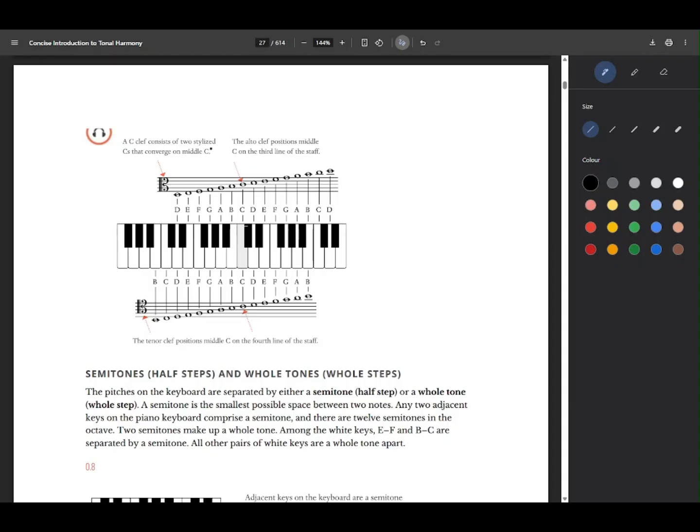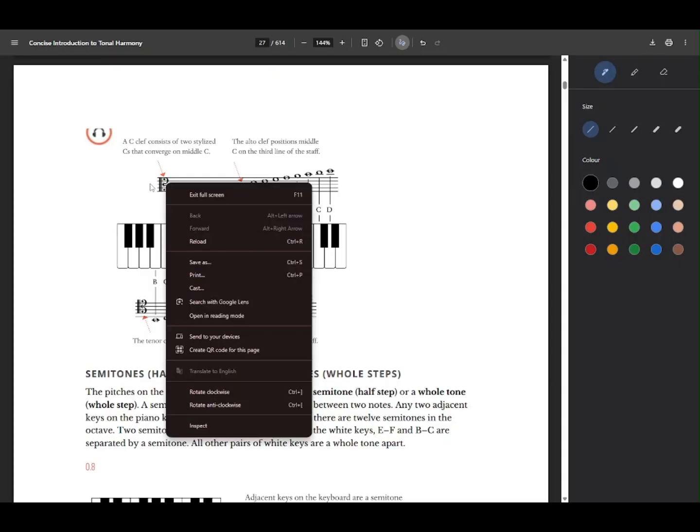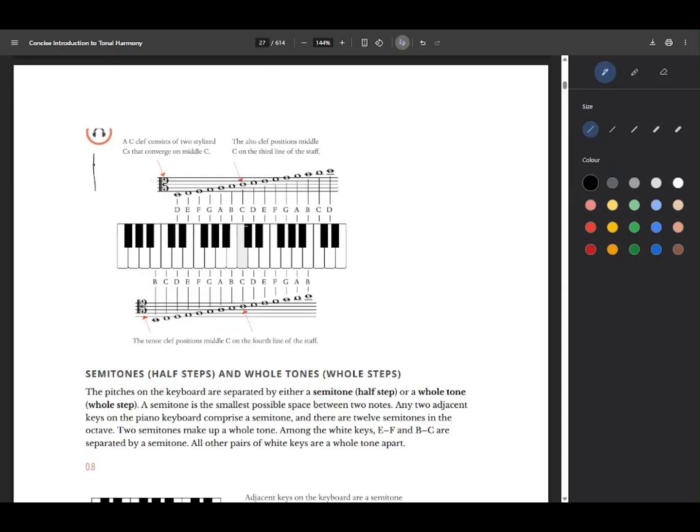A C clef consists of two stylized Cs that converge on middle C. So if you want to call these Cs, they're kind of backwards Cs. You have a line and two backwards Cs, and they meet, and there's a line that goes here. The line that goes between these two is middle C. So we have our arrow pointing to middle C. You can see that line is going directly through.